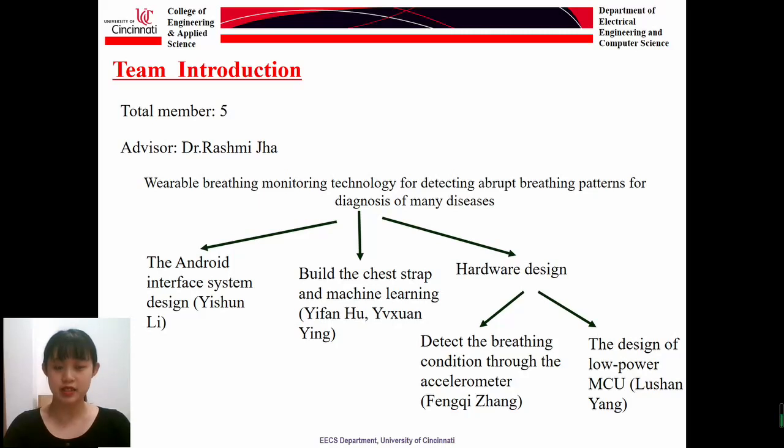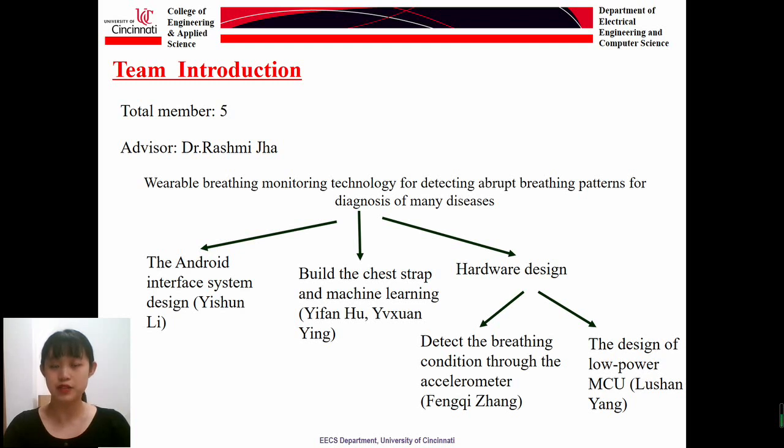For this project, our group has 5 members who cooperate with each other, and our advisor is Rashmi Jha. We divided the project into 3 parts: the hardware design, the algorithm, and the Android interface system design.